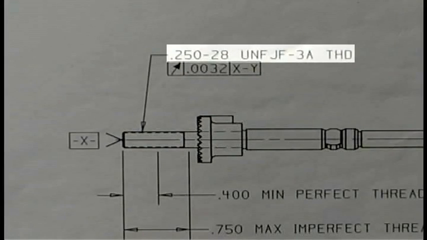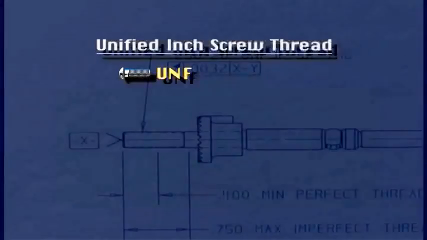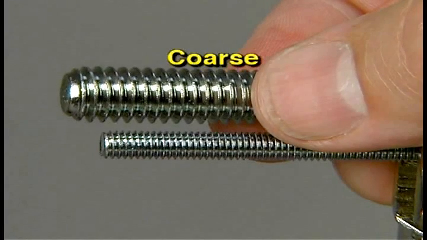This is the standard form for thread notation found on prints in the inch system of measure. The common standard is the unified inch screw threads, indicated by the abbreviation UN in the thread specification. When the letters UNF appear, the F means it is a fine thread. The UNC designation identifies a unified coarse thread standard. Coarse threads will have fewer threads per inch than fine threads.